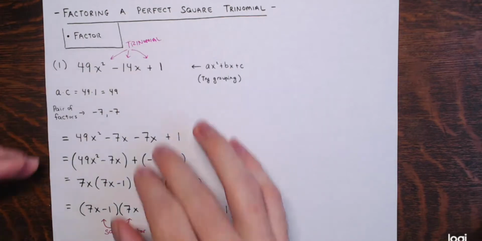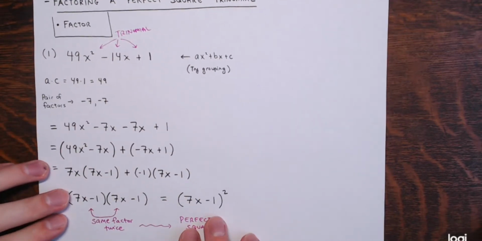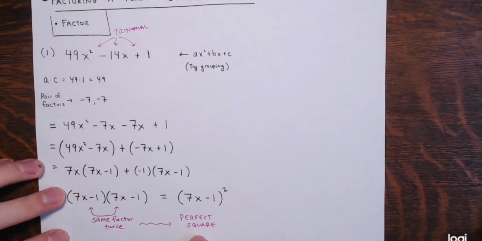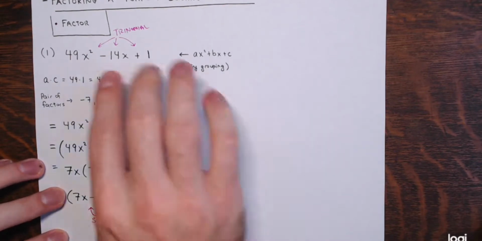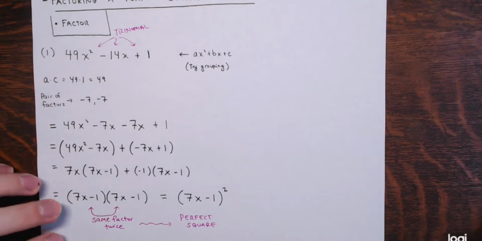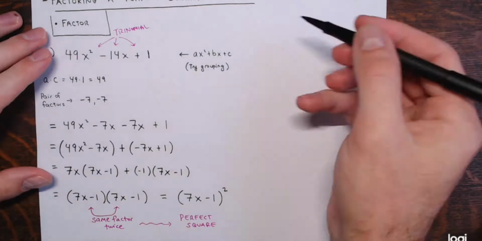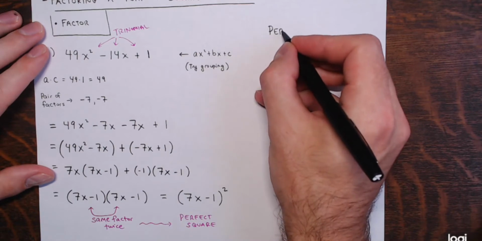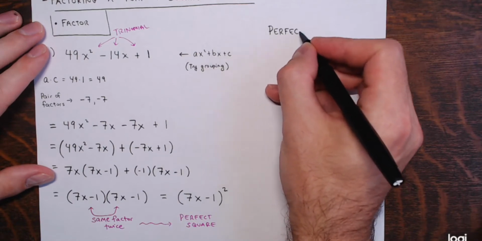Now this is one way to do it. You can still factor these perfect square trinomials using that grouping method I just showed you right here. But there's an alternate way too. So let me talk about perfect square trinomials off to the side.